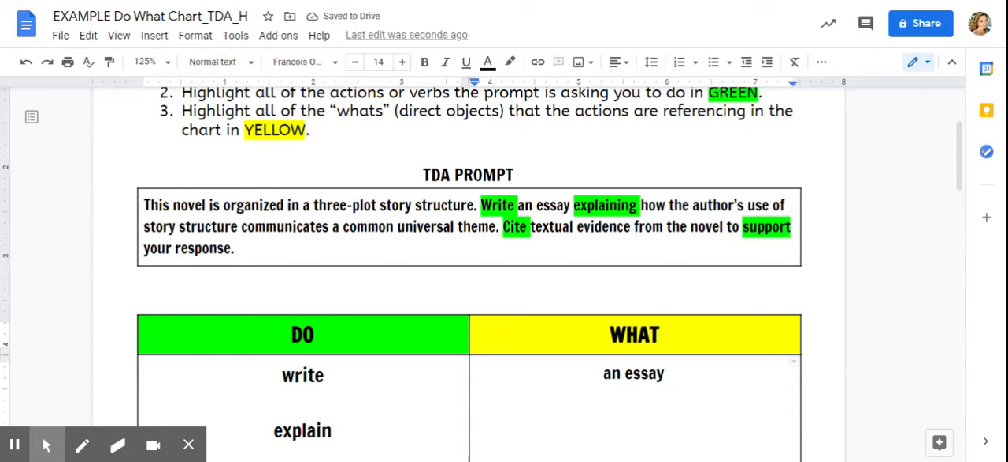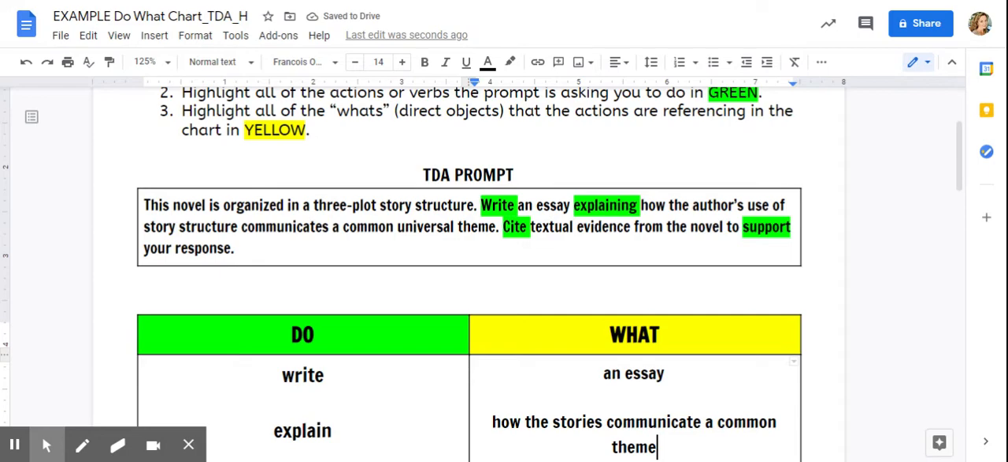Explain. Go up to the prompt. Explain what? Explain how the author's use of story structure communicates a common universal theme. All right, that's a lot of words. I want to simplify it so that I'm very clear on what it is I'm being asked to do. So I'm going to explain how the stories, because we know the structure is really there's three stories. So I'm just going to say how the stories communicate a common theme.